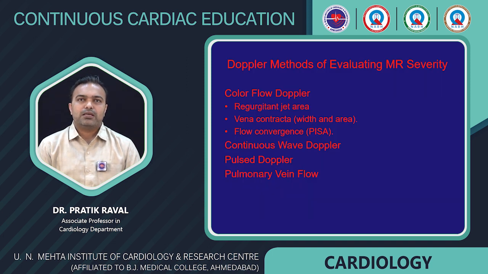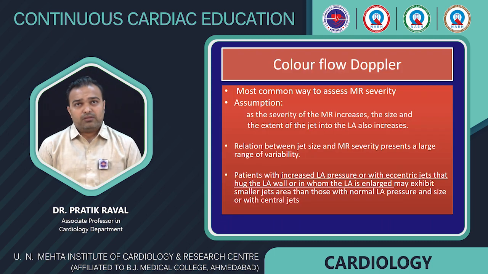So Doppler modality is one of the most commonly used methods for evaluation of MR severity. It includes color flow as well as continuous and pulse wave Doppler assessment. Color flow mapping is the most commonly used method, and we assume here that as the severity of MR increases, the size and extent of the MR jet into LA also increases. However, the relation between jet size and MR severity is not always linear.